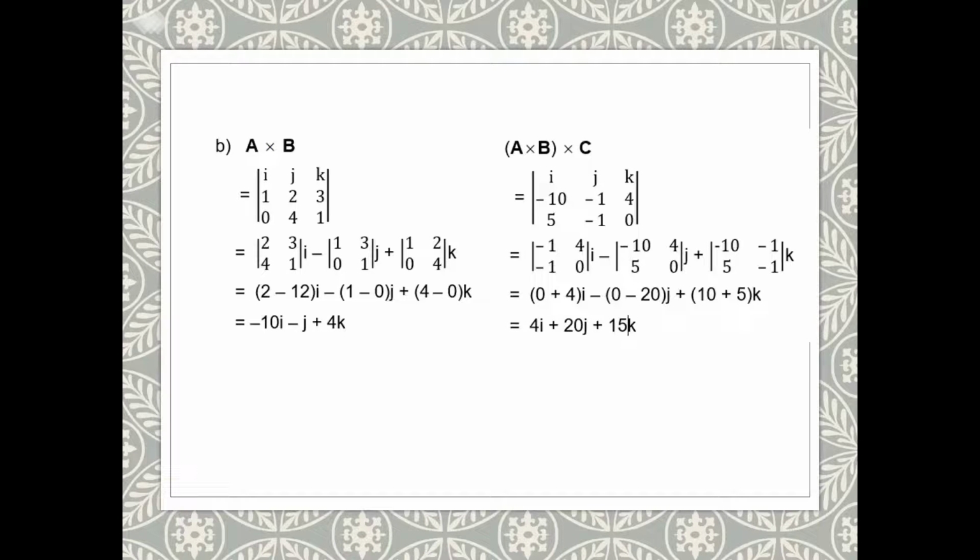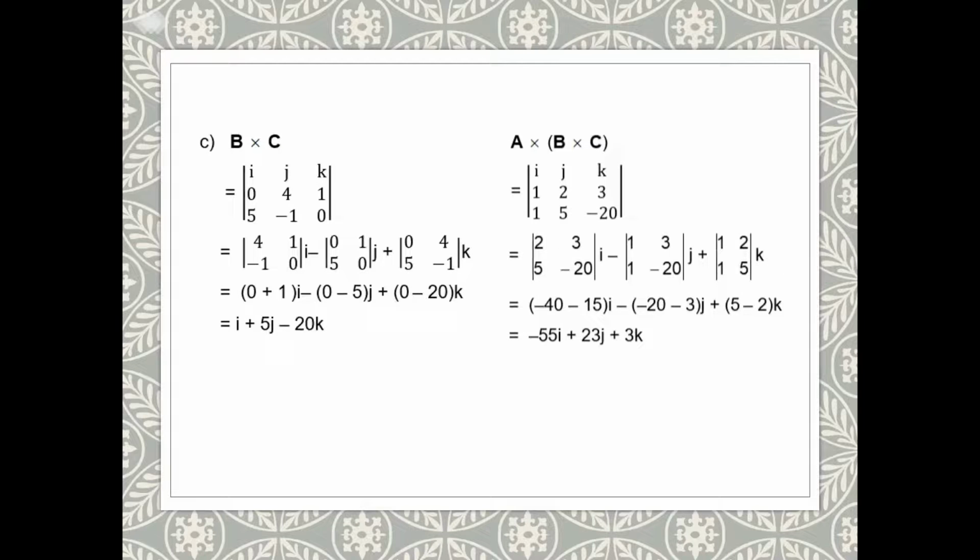To evaluate B, which is referred to the triple vector product, you may find the vector product inside the bracket first, that is A cross B, using determinant, and you should obtain a vector negative 10i minus j plus 4k. Then, find the next vector product between the vector that you have obtained with vector C using the determinant once again. Simplify, you should obtain a vector as well as the answer, that is 4i plus 20j plus 15k.